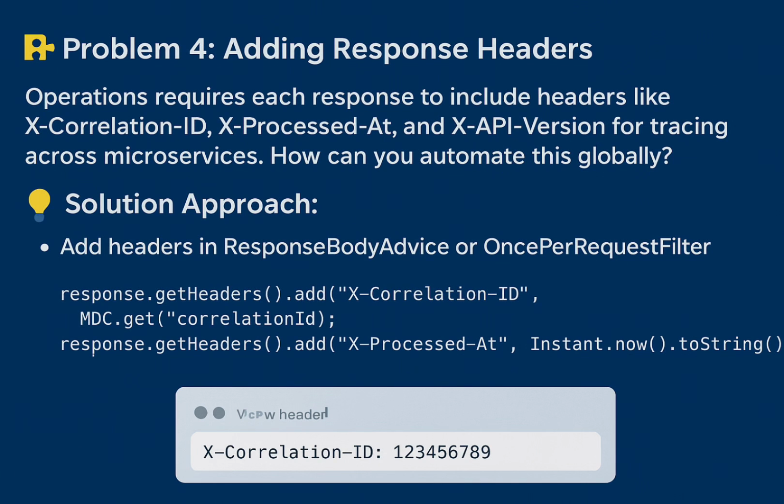Observability is key in banking systems. Adding correlation headers ensures that every request can be tracked across services and logs. These headers are automatically appended at a global level, not in every controller.